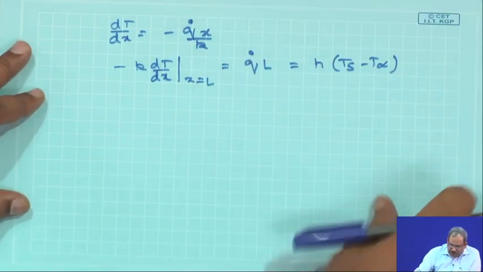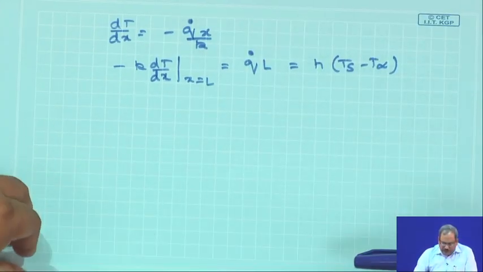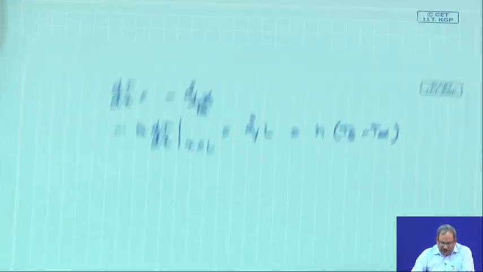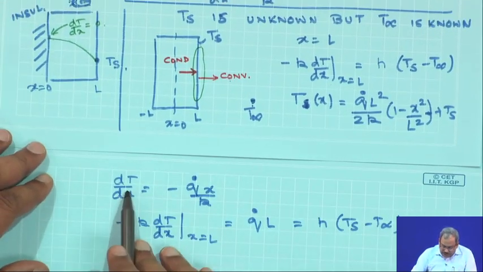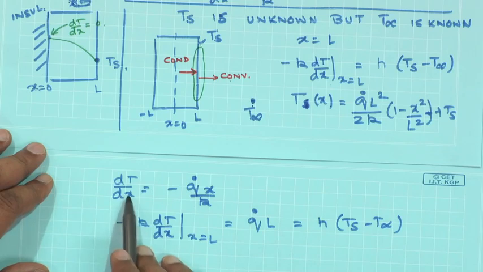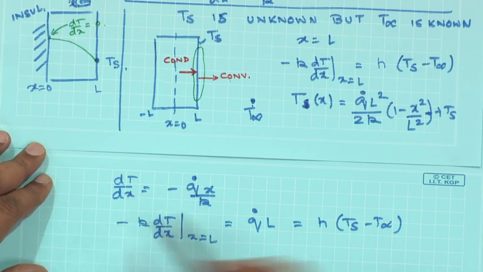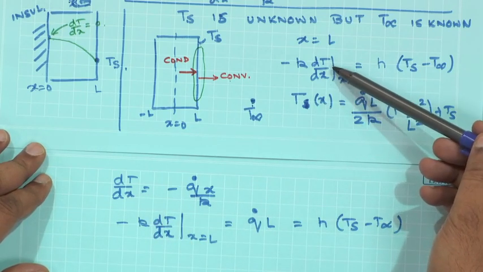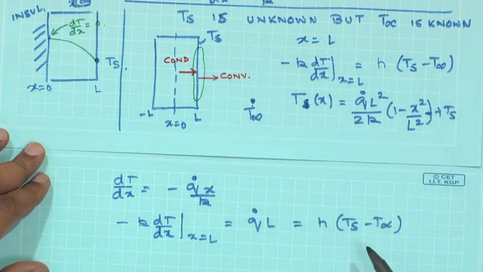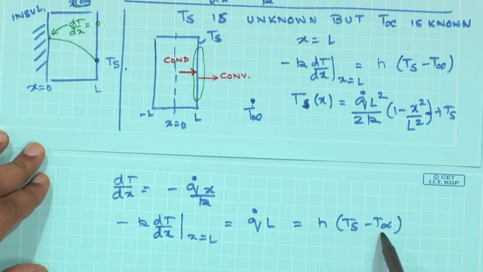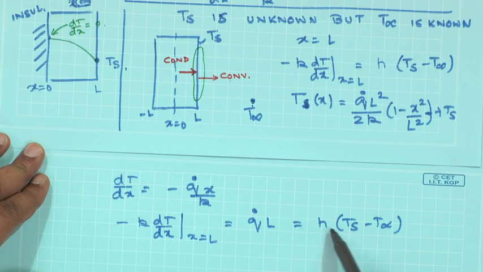So, one more time, what I have done is, from the temperature profile that was obtained in the previous part, I have calculated dT/dx. I multiplied dT/dx with minus k. So, minus k dT/dx is the heat which is coming to the surface, which is equal to the heat flux which is convected out, which by Newton's law of cooling would be h into Ts minus T infinity.